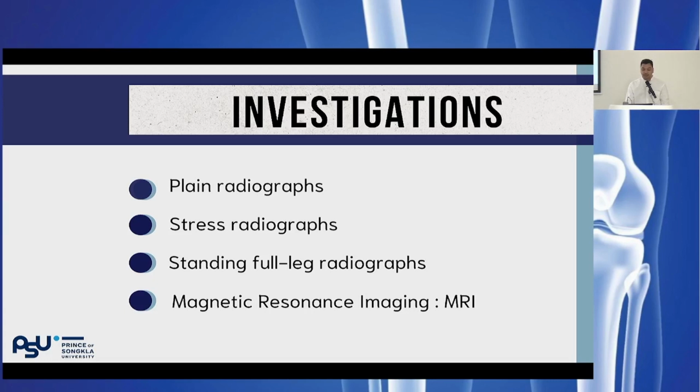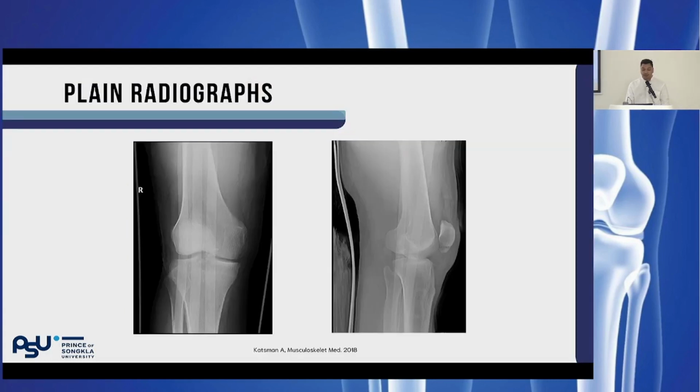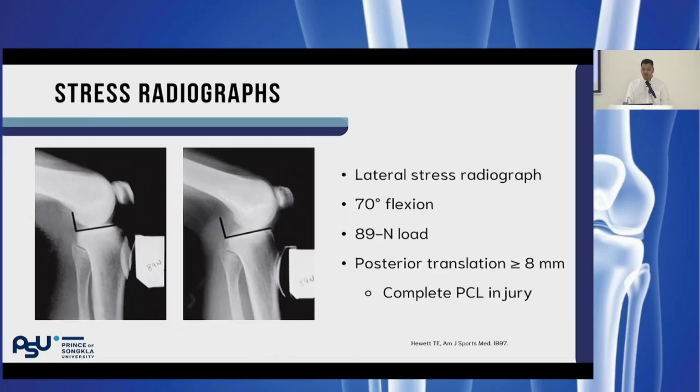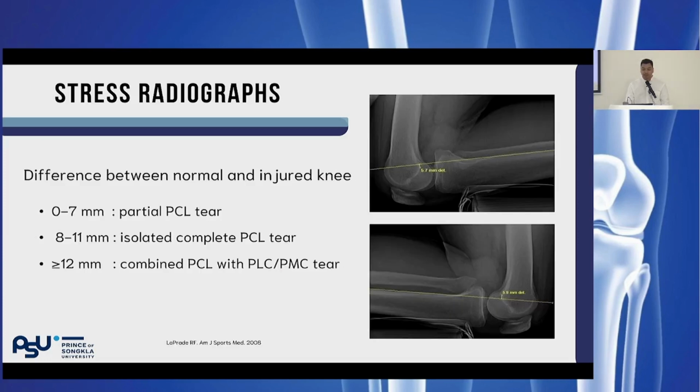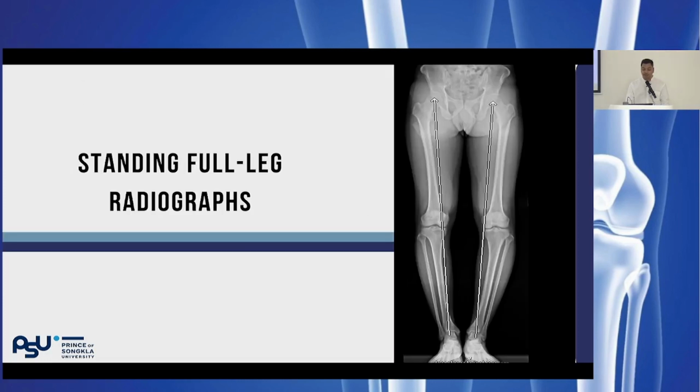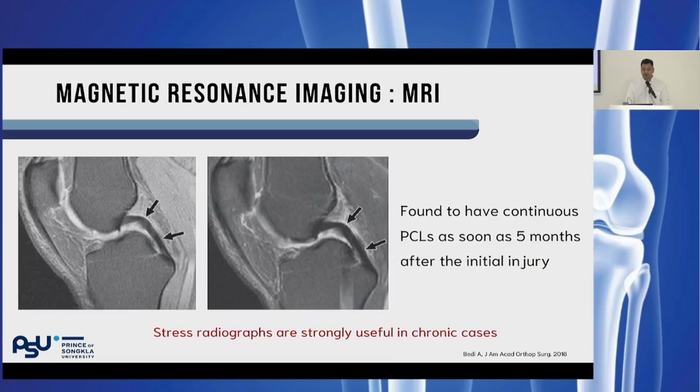Investigation for diagnosis of PCL injury. A plain radiograph looks for bony avulsion injury or associated fracture. Stress radiograph is used in chronic PCL injury. Posterior translation of the tibia of more than 8 mm indicates PCL injury. The kneeling film is a stress radiograph to evaluate PCL injury. A standing full-leg radiograph evaluates mechanical alignment in chronic PCL injury.